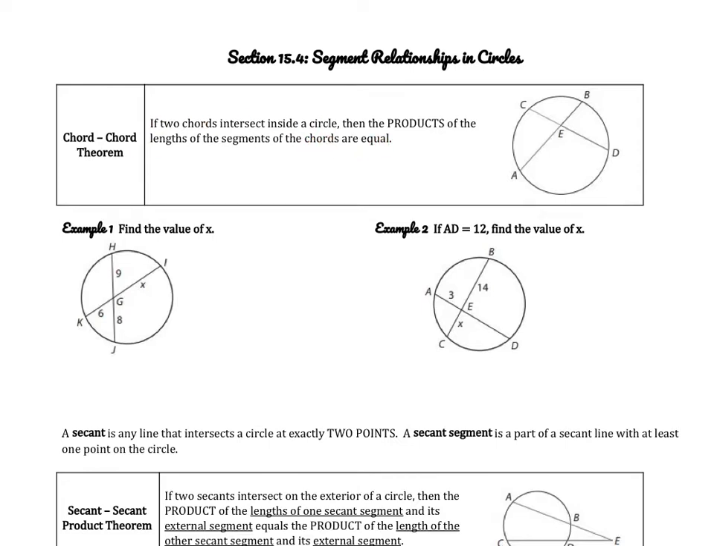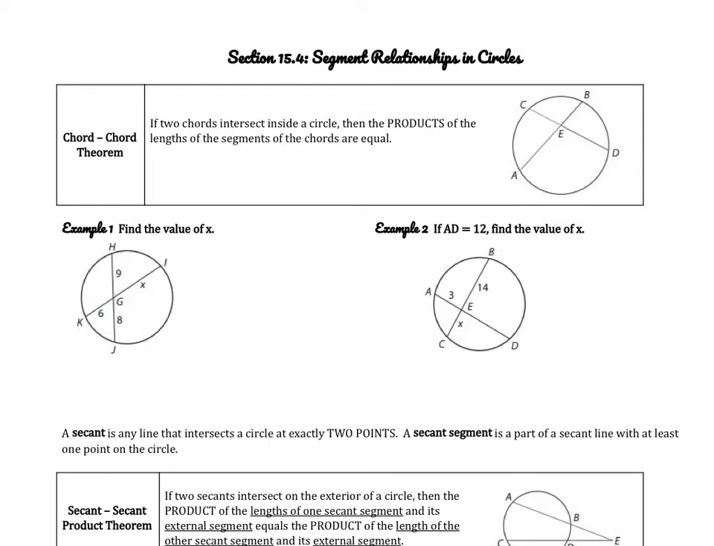So first, let's dissect this together. We have two chords that have to intersect inside the circle. So CD and AB intersect at point E. So that part is true. It says the products of the lengths of the segments are equal.